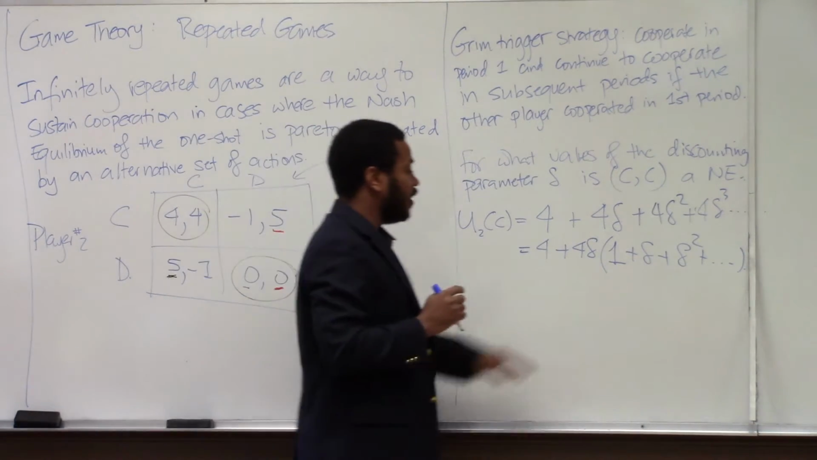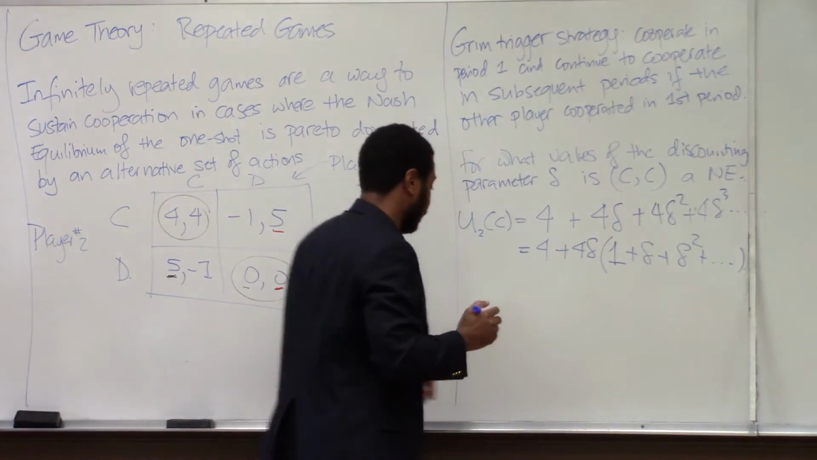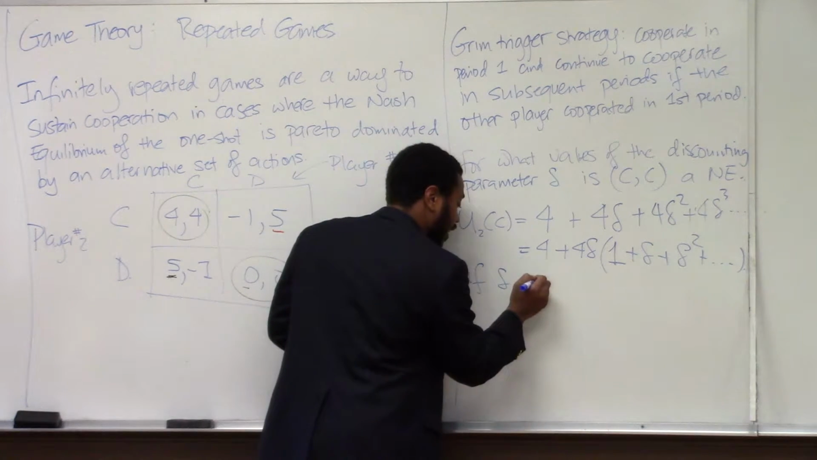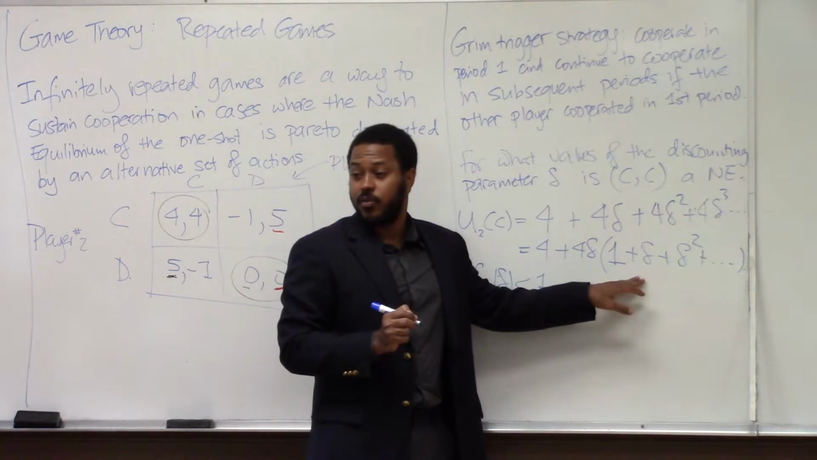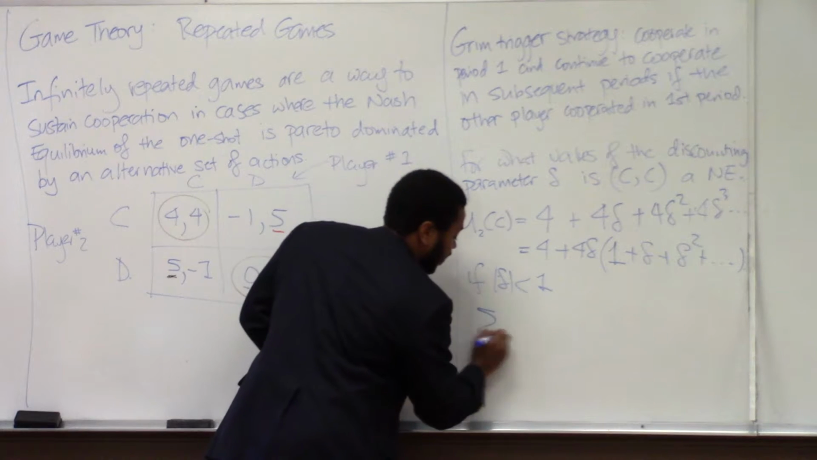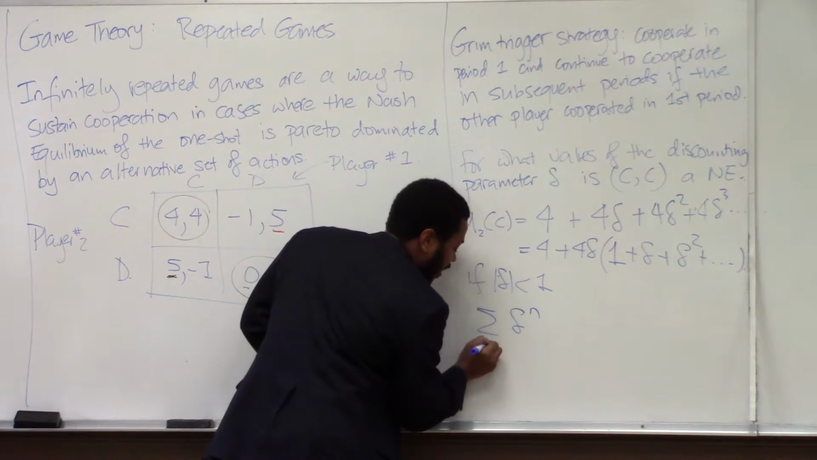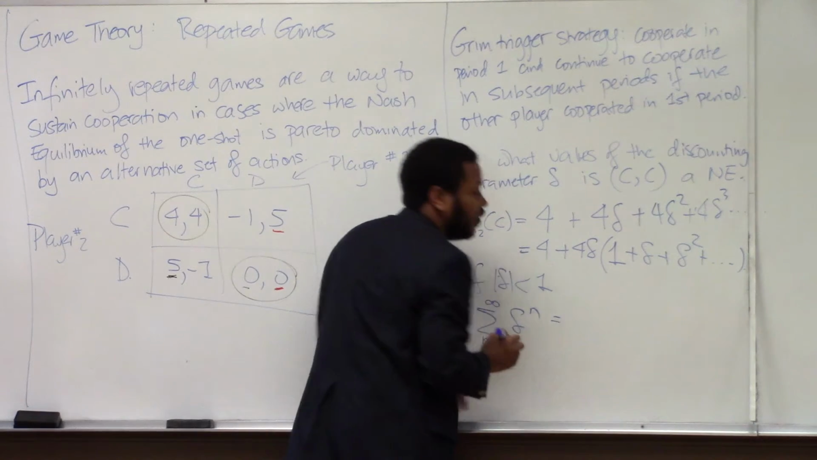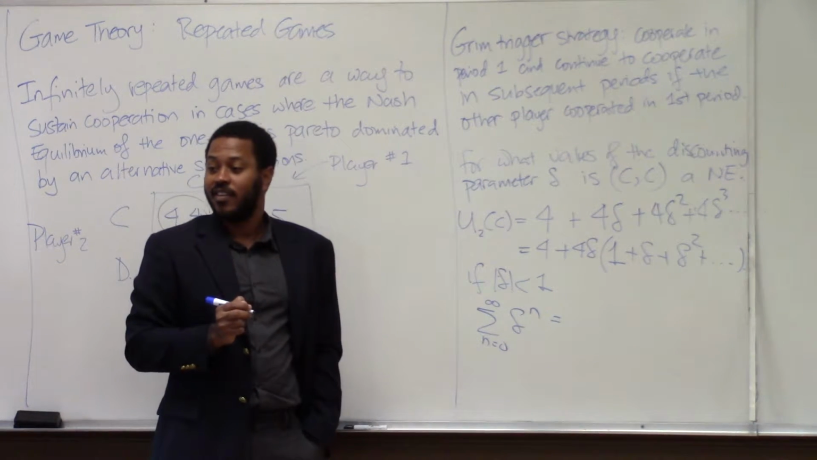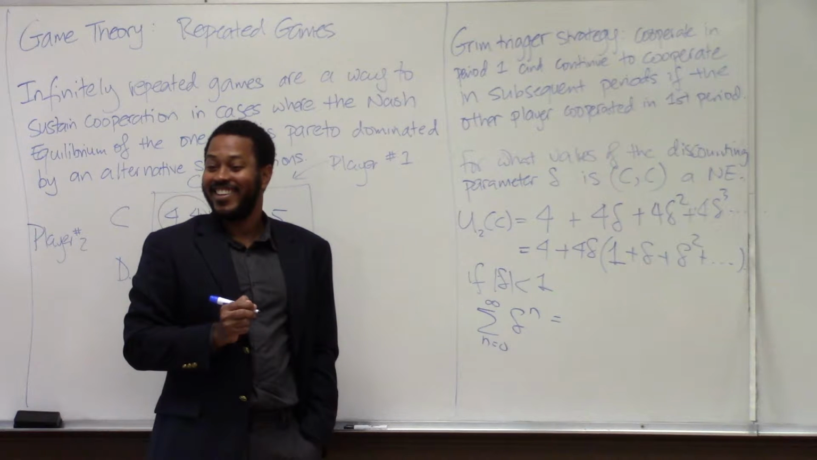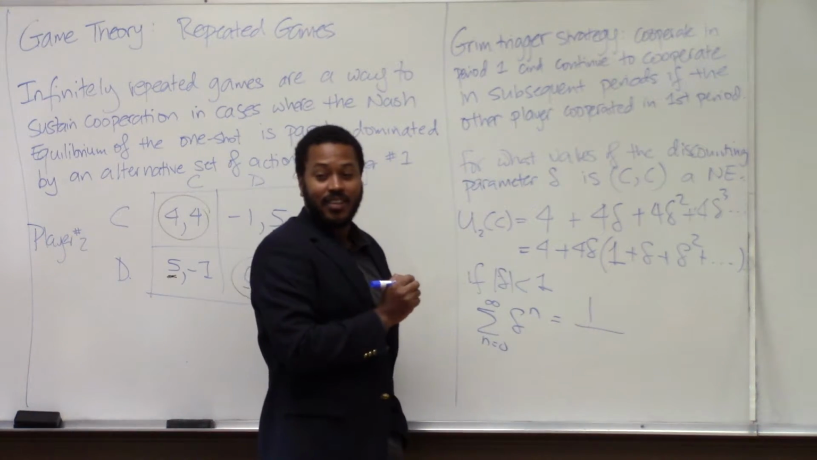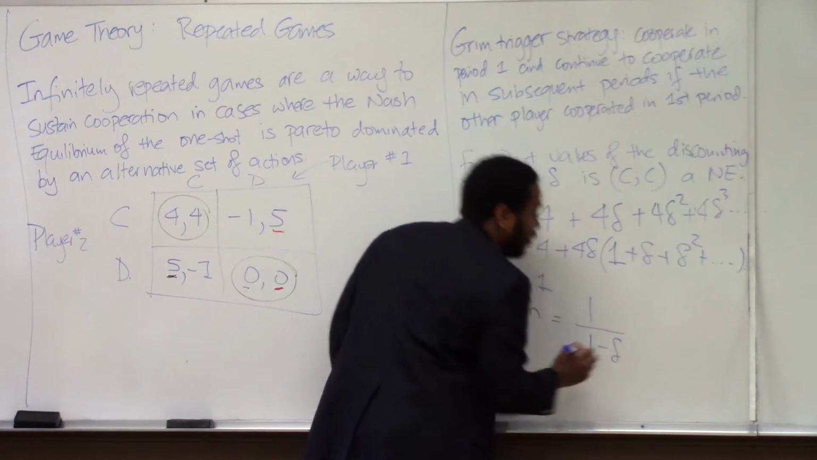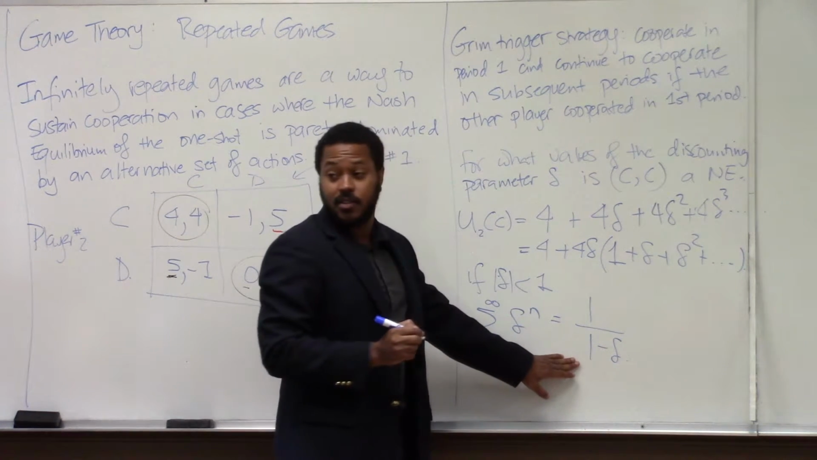Okay. Now, this is called the geometric series. So if the absolute value of delta is less than 1, who knows what this geometric series sums to? So we have the sum of delta to the n, n equals 0 to infinity. Who knows what that's equal to? Okay. Is it 1 over delta? 1 over what? 1 minus delta. Yes, 1 over 1 minus delta.